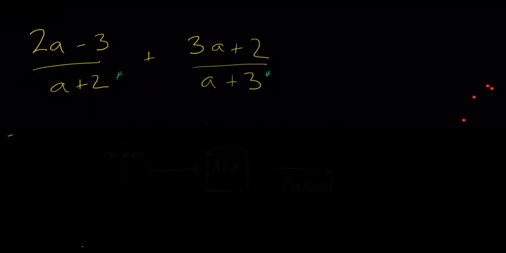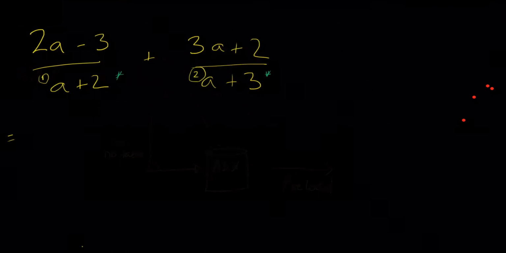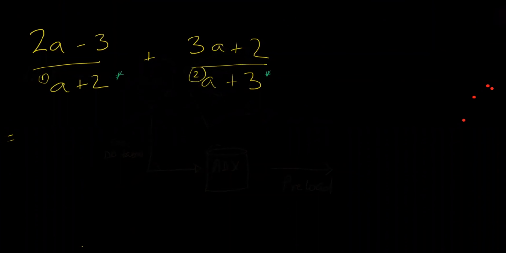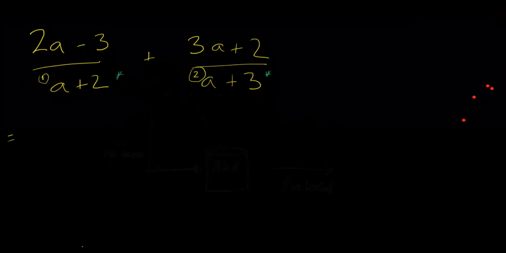So what I'm going to do is multiply. I'm going to put a 1 here and a 2 there. The rule is, the only way I can add these together is if 1 and 2 are the same, if the denominator is the same. Because I've got unknown terms, the only way I can guarantee that the denominator is the same is to cross multiply, to multiply 1 by 2 and 2 by 1. That's the only way I can do it.